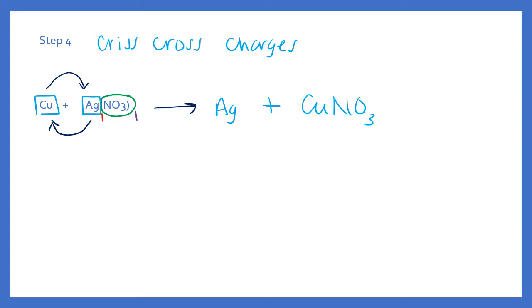From the reverse crisscross, I know that silver was a +1 charge and the NO3 was a -1 charge, and my copper is going to take a +1. So now we're going to crisscross. The 1 for the NO3 comes down, so it should be Cu1, and then the +1 for the copper comes down to the outside of the NO3. So NO3, you can think of this in parentheses, and that 1 goes on the outside. And then we just write everything else we have.